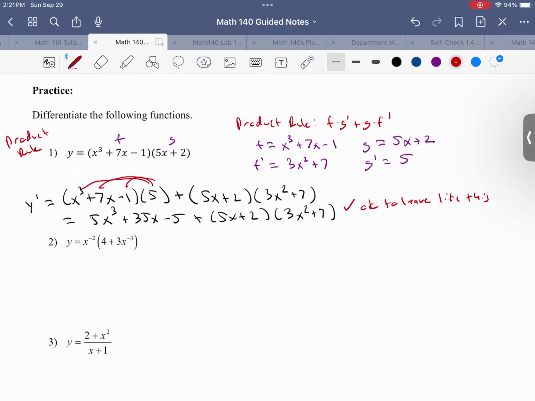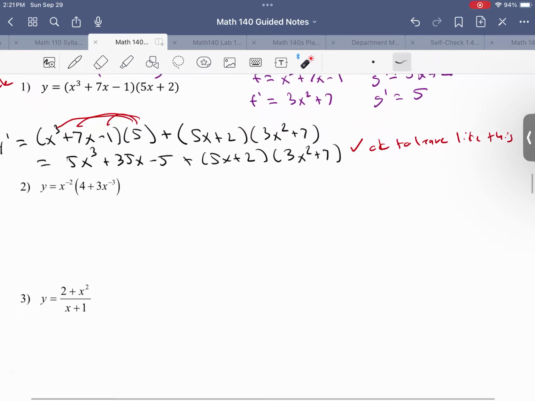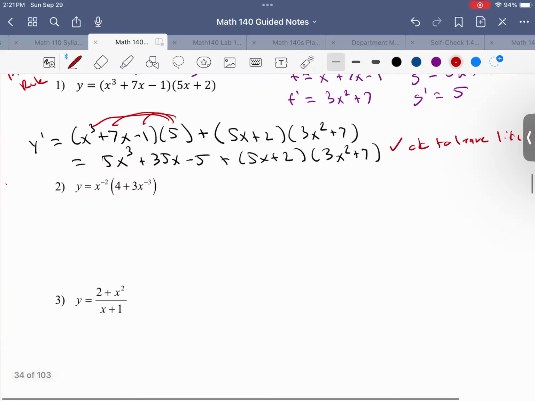So that's good. Let's move on to number 2 now. Number 2 is y equals x to the negative 2 times (4 plus 3x to the negative 3). So once again, we have two functions being multiplied by each other. We want to find the derivative. So once again, it's the product rule.